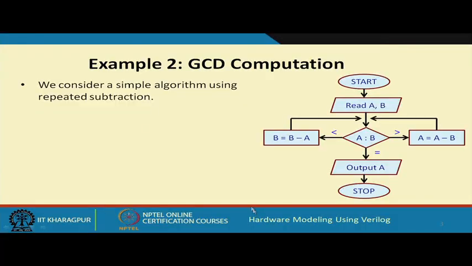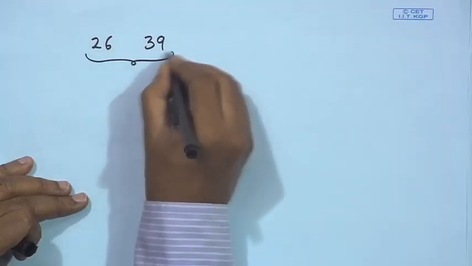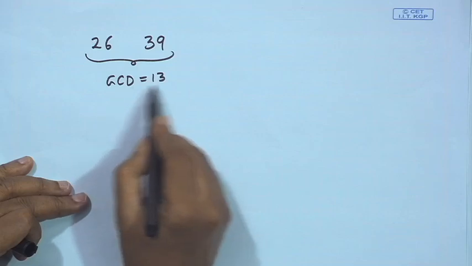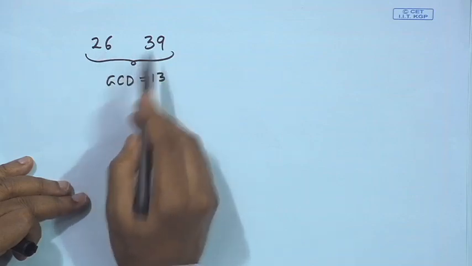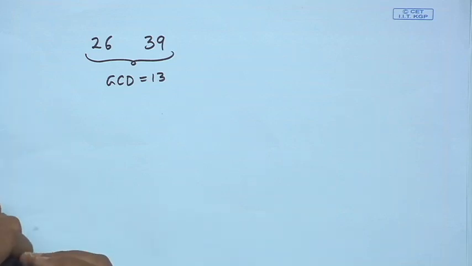So, the problem that we consider here is GCD computation, greatest common divisor. You recall the GCD of two numbers is defined as the largest integer that divides both of them. For example, if you have one number as 26 and one number as 39, the GCD will be 13, because 13 is the largest number which divides 26 as well as 39. The method we follow is the method of repeated subtraction.